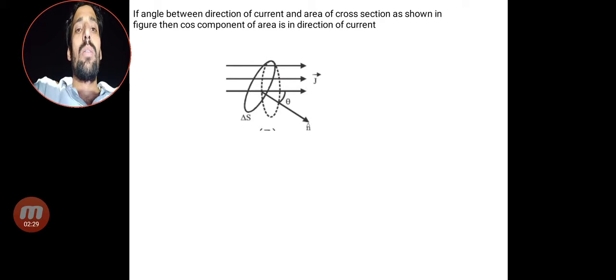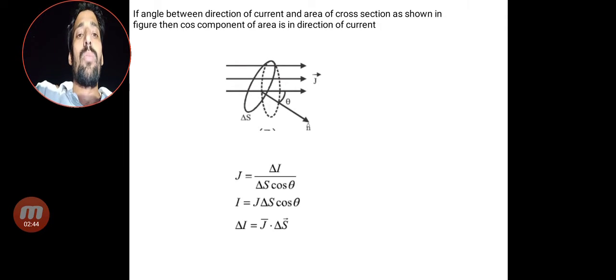If there is an angle between the direction of area and the direction of current, since this is over del S, now there is some angle between the direction of area and the direction of current. The angle between the direction of current and area is theta. Then the cos theta component of area will be in the direction of current. So J equals del I upon del S cos theta, and I equals J del S cos theta.